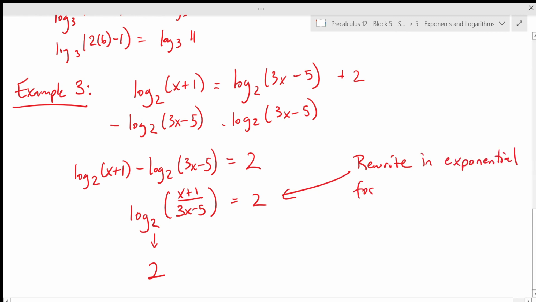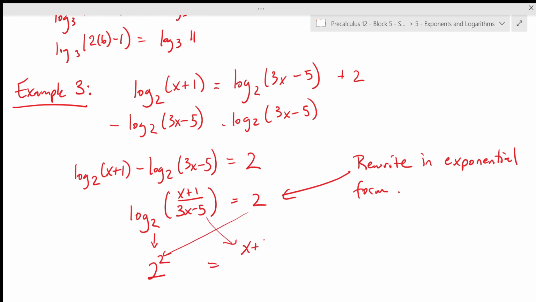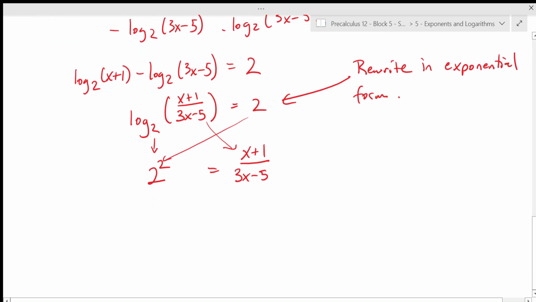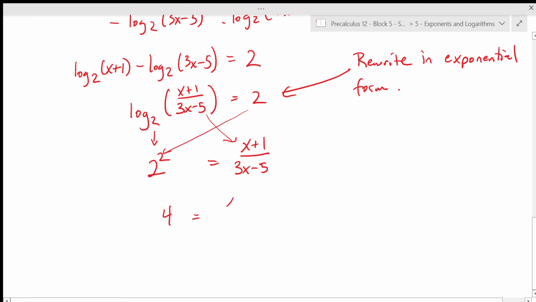And so our goal in simplifying this type of equation, where we can't get it to be just a log equals another log, is to get it down to a single logarithm on one side and a number on the other side. So this is equal to, our 2 comes over here to be the exponent, 2 squared, and that's equal to our x plus 1 over 3x minus 5. So we get 4 equals x plus 1 over 3x minus 5.